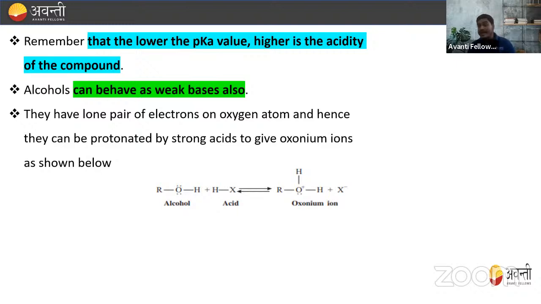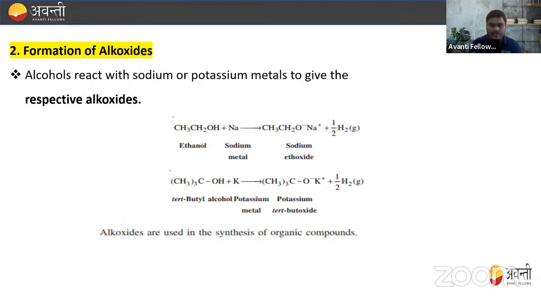Alcohol can behave as a weak base also. They have a lone pair of electrons on the oxygen atom, right? In the structure, we can see that they have a lone pair of electrons on the oxygen atom, and hence they can be protonated by a strong acid to give an oxonium ion, as shown in the figure. So we have an alcohol, that is ROH, with a lone pair of electrons. Having a lone pair, they can also behave like an electron pair donor. So the alcohol can also behave as a weak base, right?